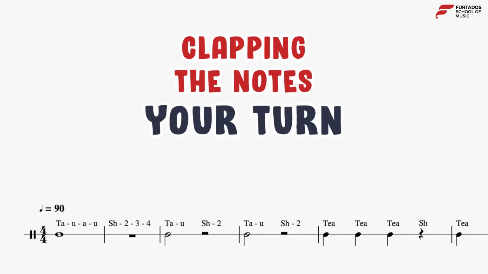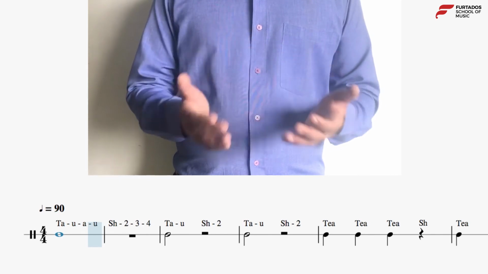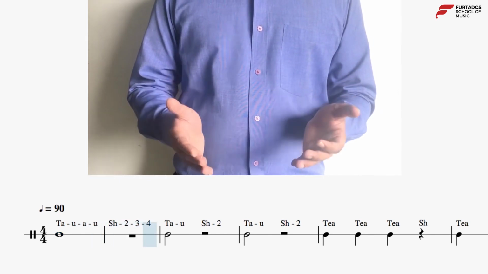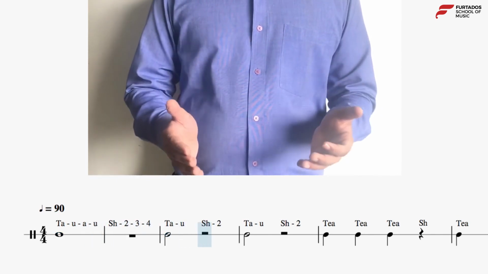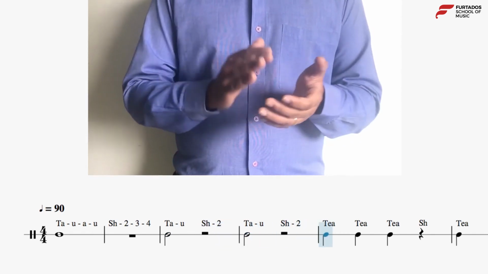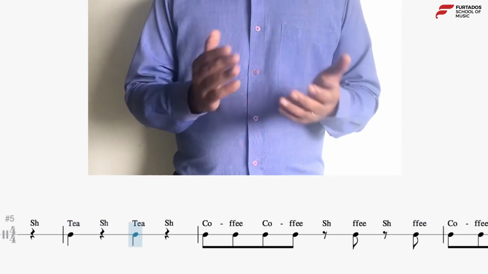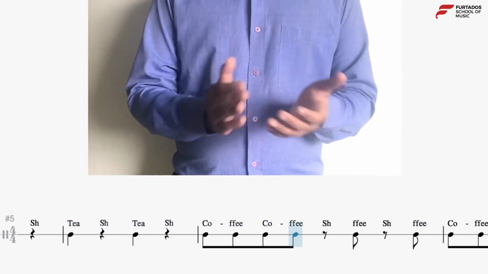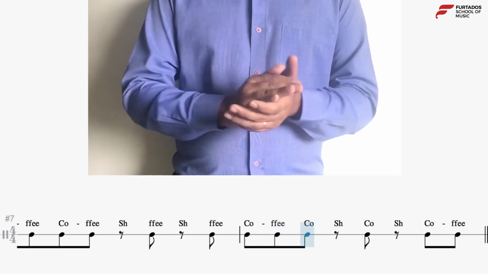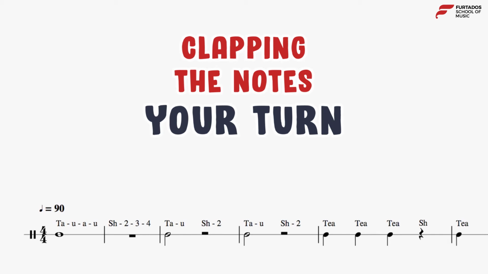Your turn now. And ready, steady, clap and say. Ta, ooh, shh, two, three, four. Ta, ooh, shh, two. Ta, ta, ta, shh. Ta, shh, ta, shh. Coffee, coffee, shfee, shfee. Coffee, cosh, cosh, coffee. And let's do this one last time. Ready, steady, clap and say.